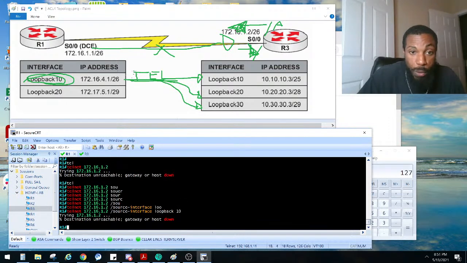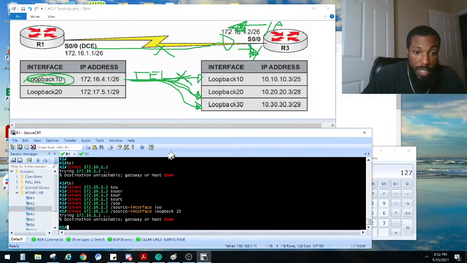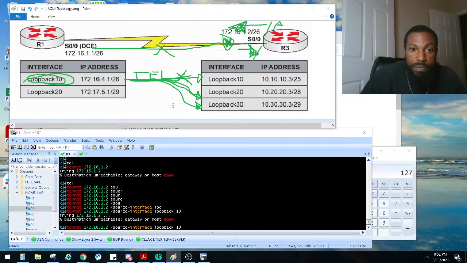Boom. Unreachable. So this got blocked right here, because that's what the ACL does. But let's try and telnet from here and here, so we know that this one blocked. Oh, no. You know what? What we did was telnet to the serial interface. What we've got to do is telnet from here to here. So we've got to change the IP address.